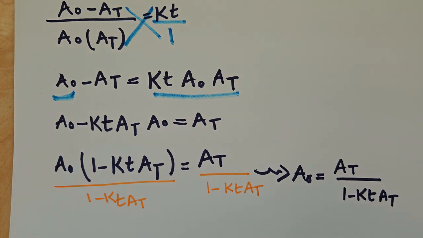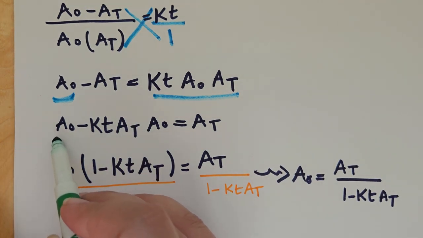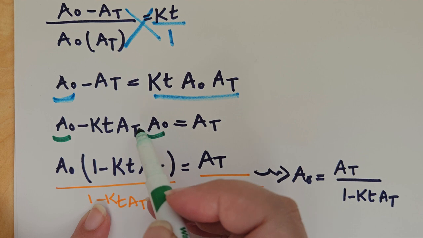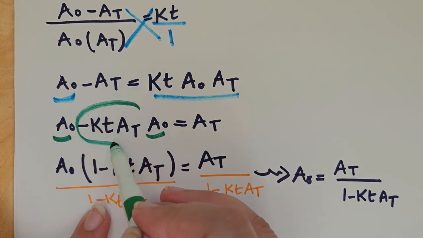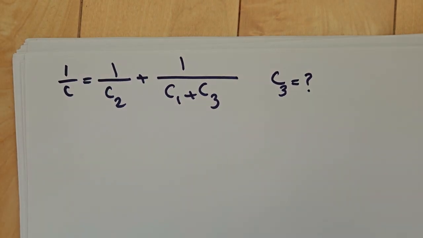Okay, so here, A0. Let me explain something. I know these few terms which I encircled in green were a bit weird, but they were actually the coefficient of A0. Okay, moving to the next question here.